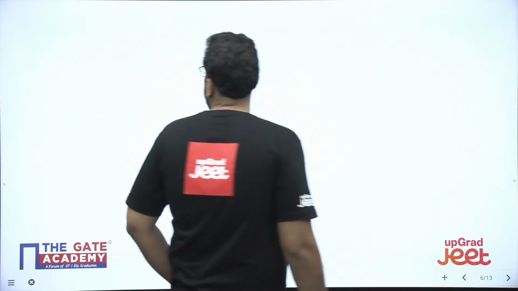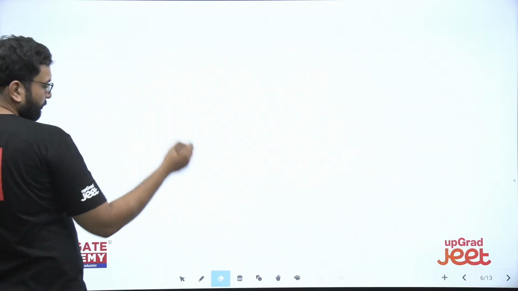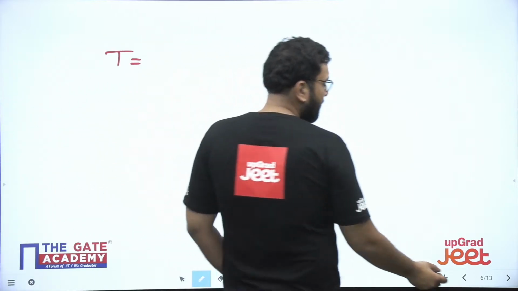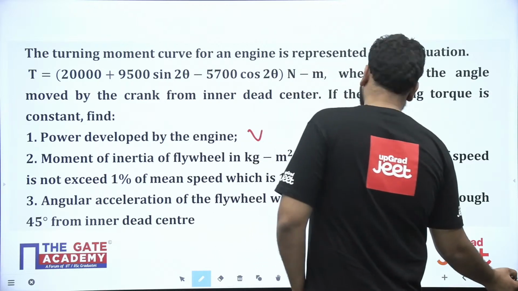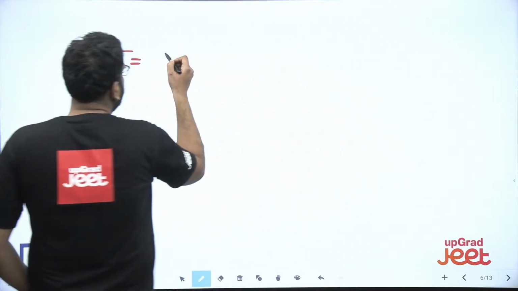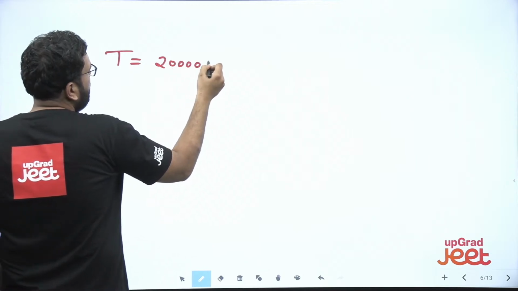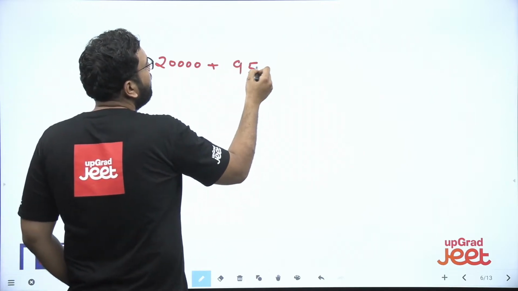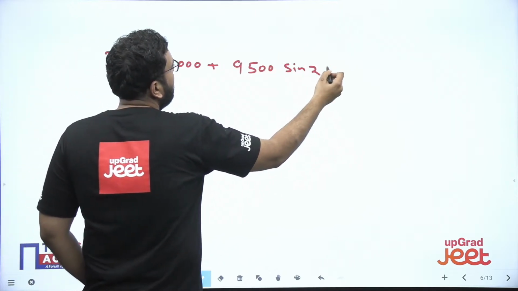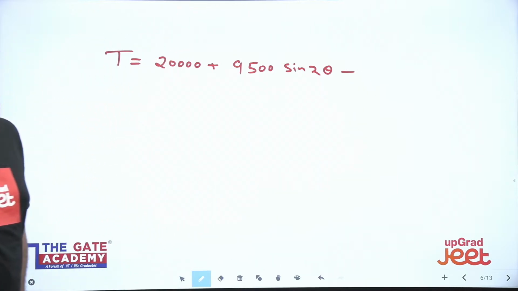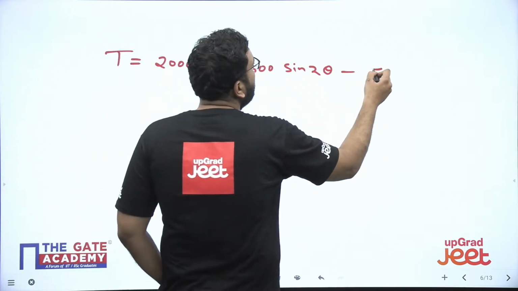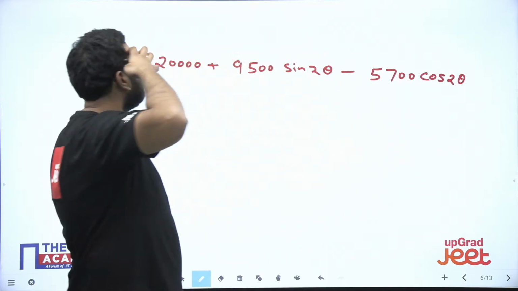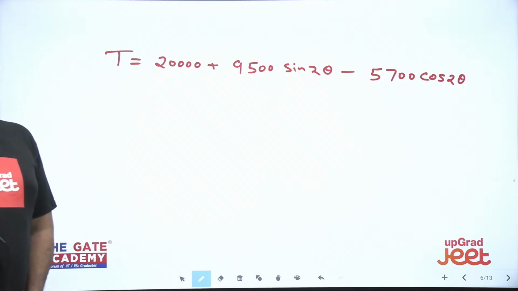So let's see. We have T is equal to 20,000 plus 9,500 sine 2 theta minus 5,700 cos 2 theta. So this is my curve. This is my equation of T.